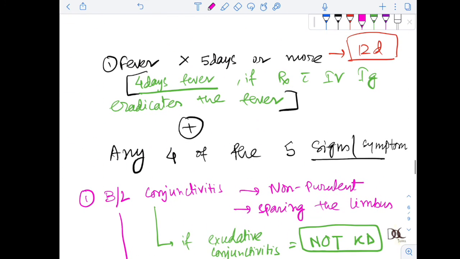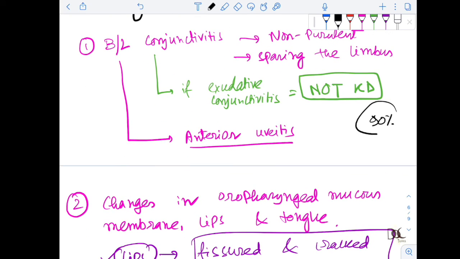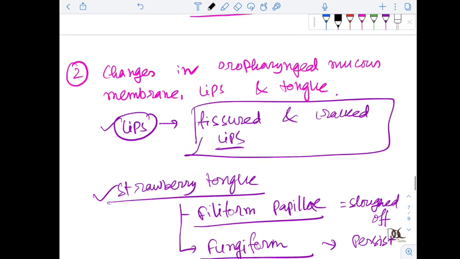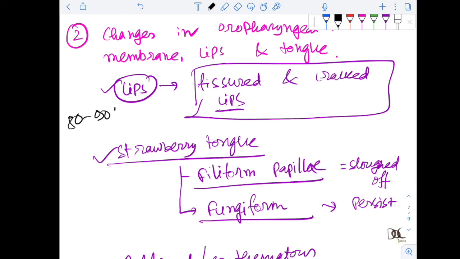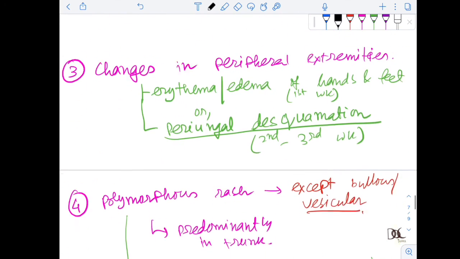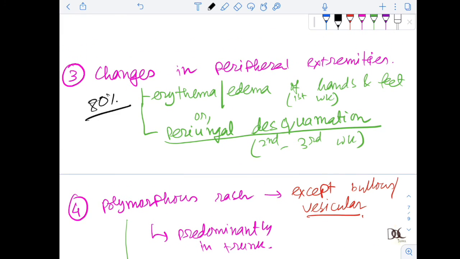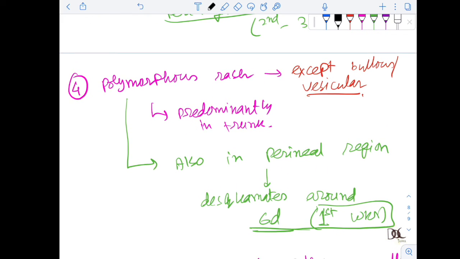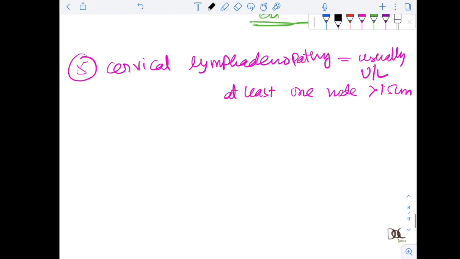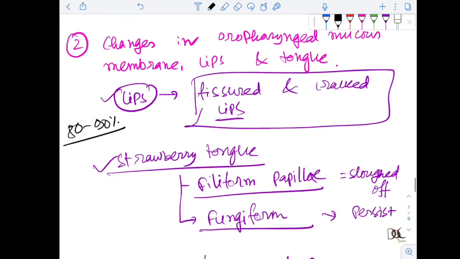Now, fever occurs in almost 100% of the cases. Bilateral conjunctivitis, 90% of the cases. The erythematous changes of lips and oral mucosa are also around 80 to 90% of the cases. Edema is around 80% of the cases. And lastly, the polymorphous rash occurs in more than 90%. But what you have to know, cervical lymphadenopathy occurs in approximately 50% of the cases, not all, not at all.